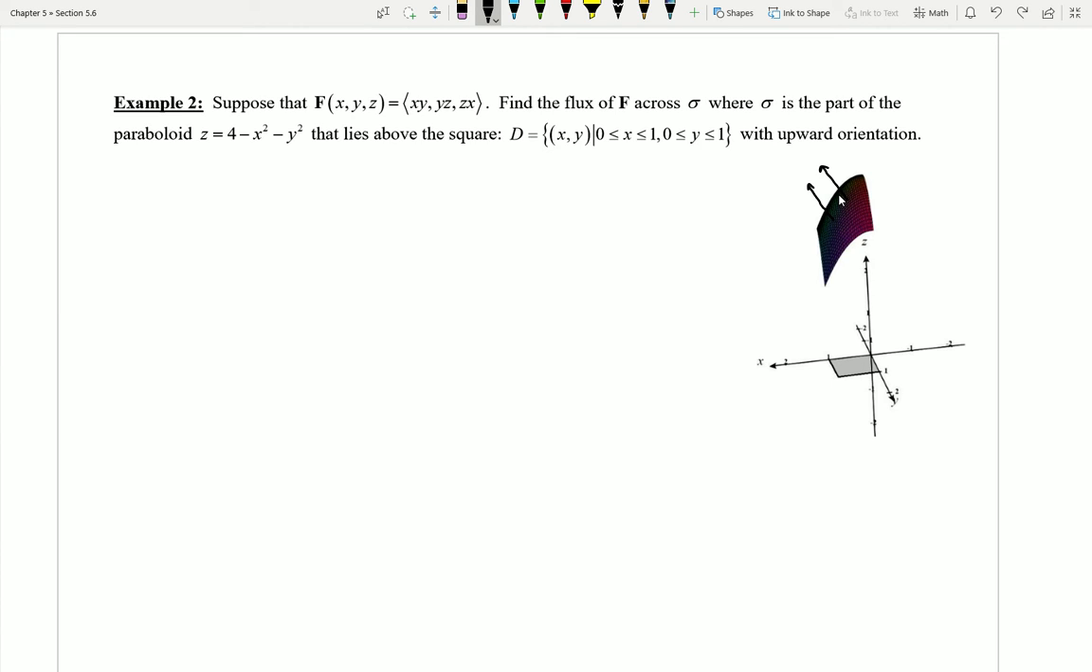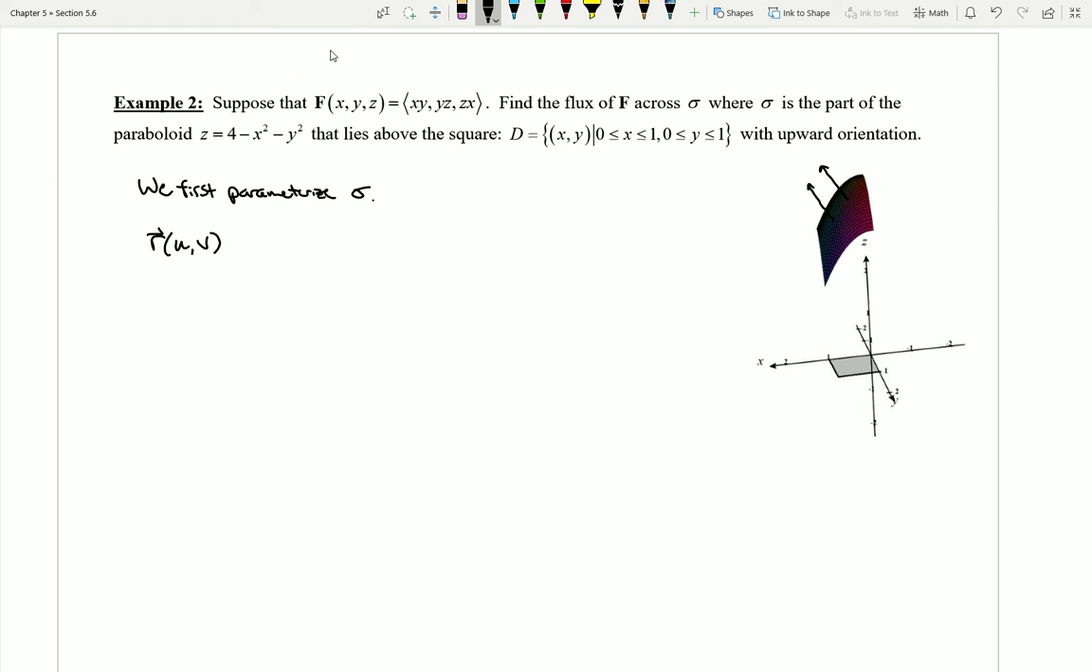Okay, so we're going to consider this as we work through the question. Now what we saw in the last example was that it was important to start by creating a parameterization of our surface. So no big deal. We first parameterize sigma.